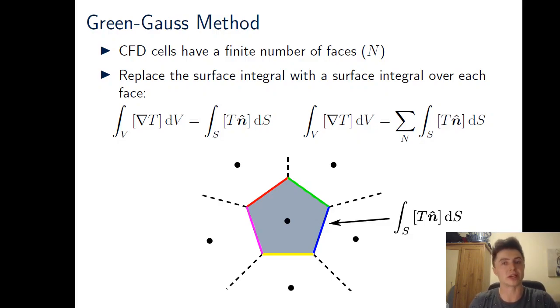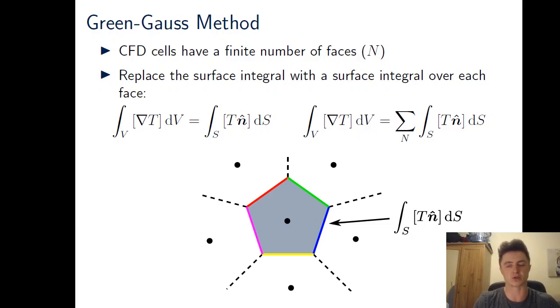And so what we can do is take that manipulated divergence theorem expression and look at the right-hand side, which is a surface integral. We can replace that surface integral by the summation of the surface integral over each of the faces. The way to think about this is by looking at the diagram for the pentagon. The pentagon has 5 sides, n equals 5, and instead of taking the surface integral over the entire surface, the surface integral is equal to the summation of the surface integral over each of those faces.